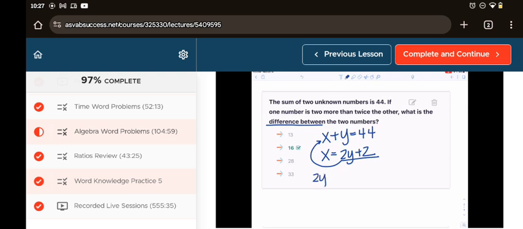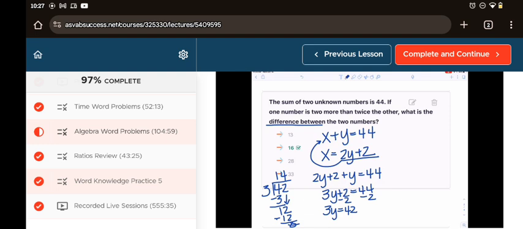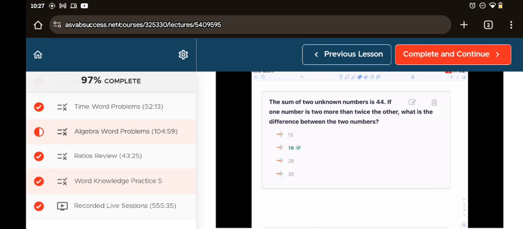Okay? So I'm going to replace this over here, and this becomes 2y plus 2 plus y equals 44. So 2y plus y is 3y plus 2 equals 44. I'm going to do minus 2 minus 2, 3y equals 42, and I'm going to divide. And that gives me 14. Okay, so y equals 14. And I also need to find x. So x plus y is 44. So x plus 14 equals 44. So when I subtract 14 from each side, I get x equals 30. Okay? Now, remember, I'm looking for the difference between the two numbers. So now I have to do 30 minus 14, and that gives me 16. And that's my answer. Okay? All right. I hope that was helpful. Let's keep going.